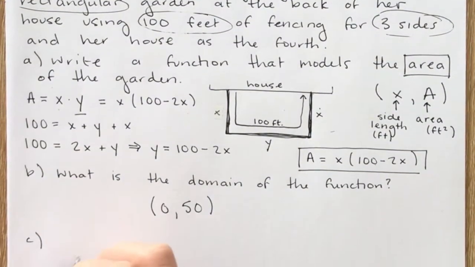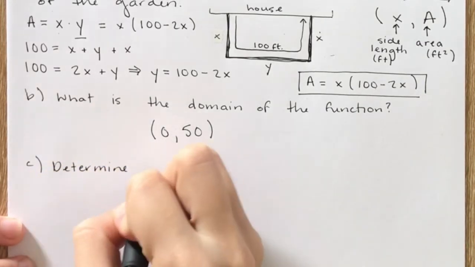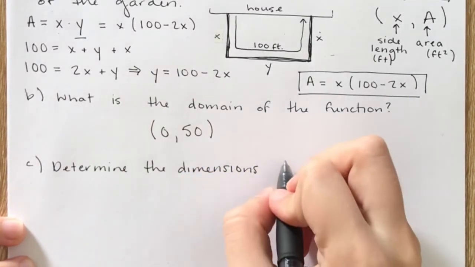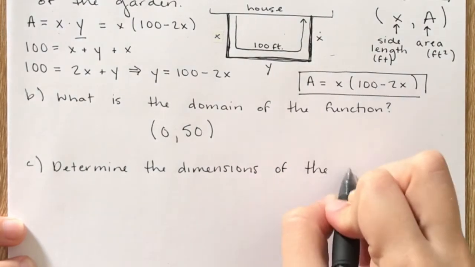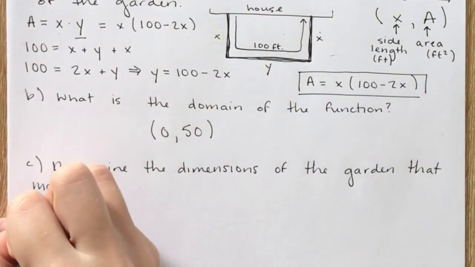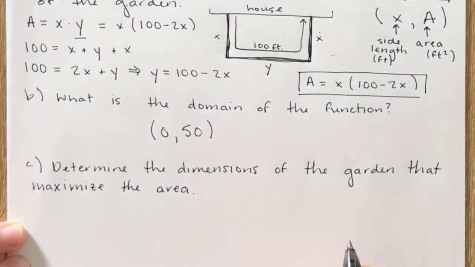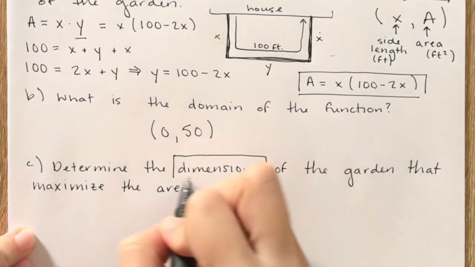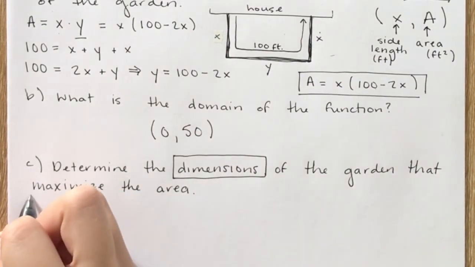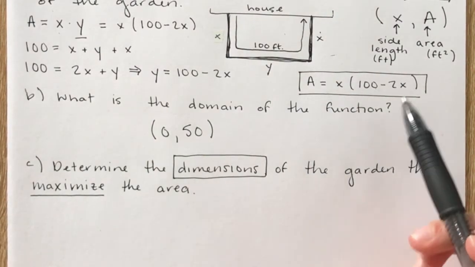Okay, third question. Determine the dimensions of the garden that maximize the area. All right, so here we're definitely looking for dimensions. And what's the key word? Maximize, right? Let's take a quick look at our area function.